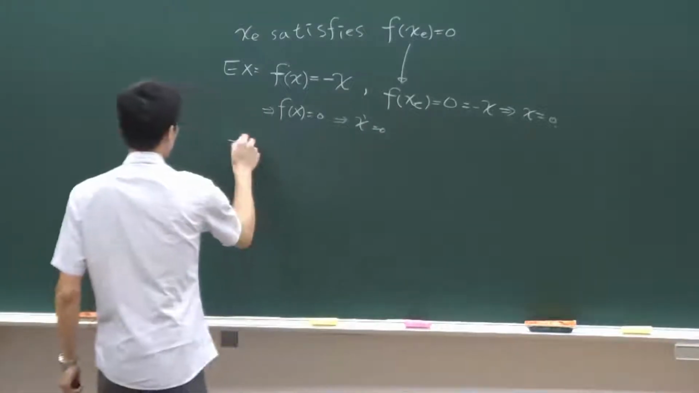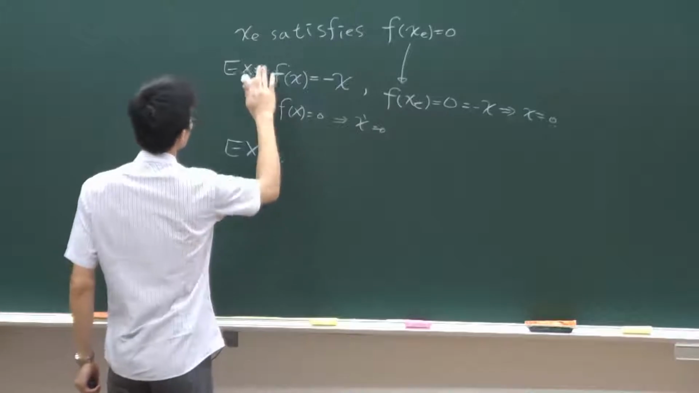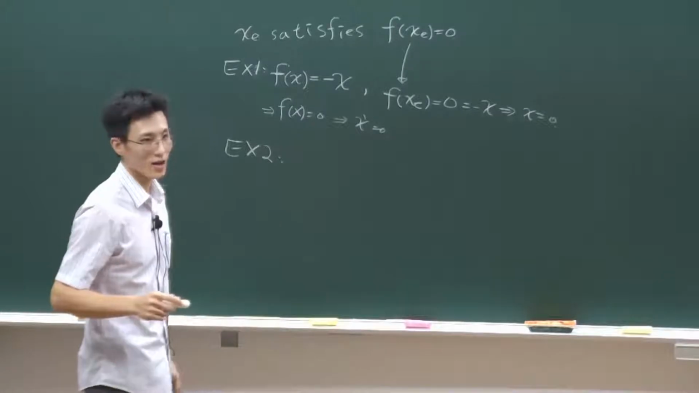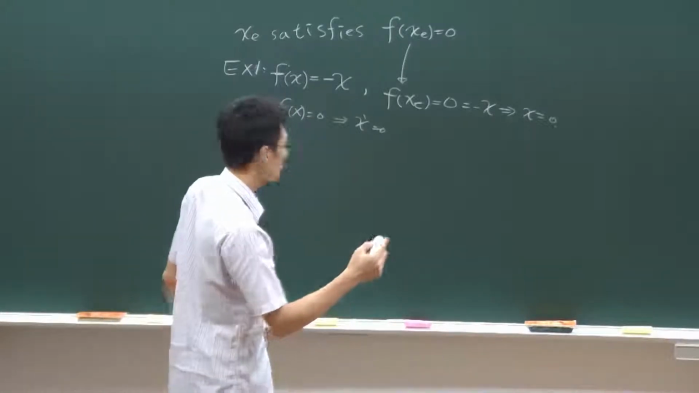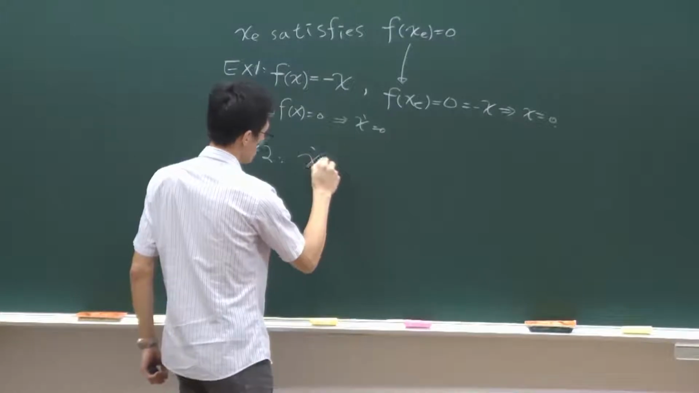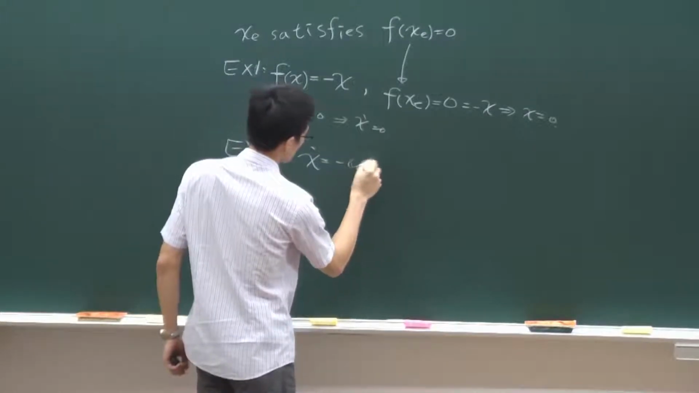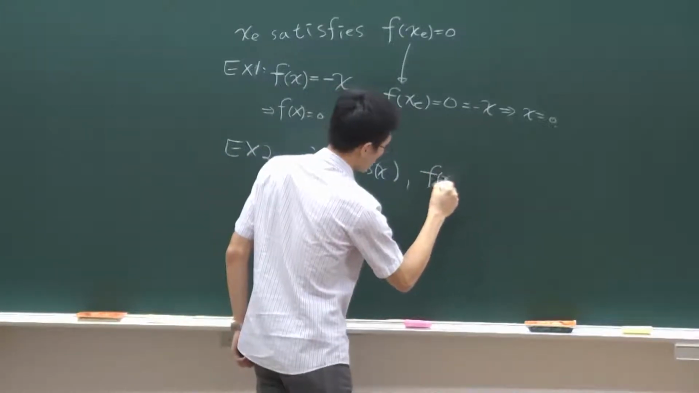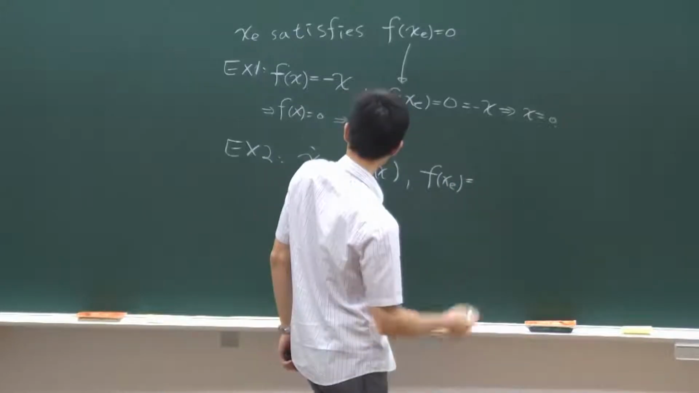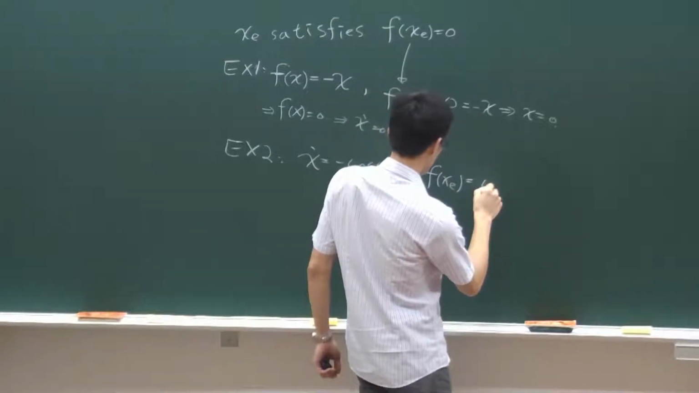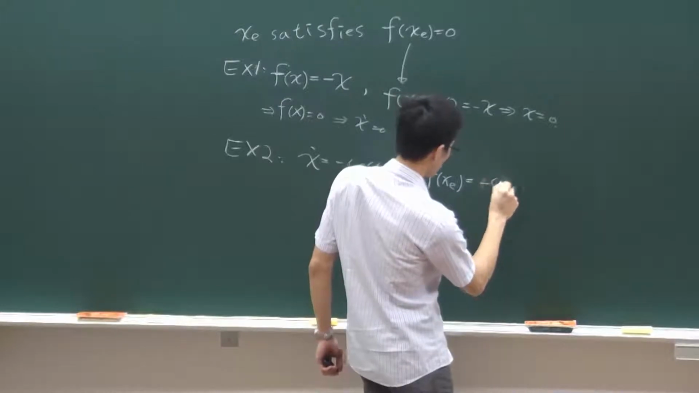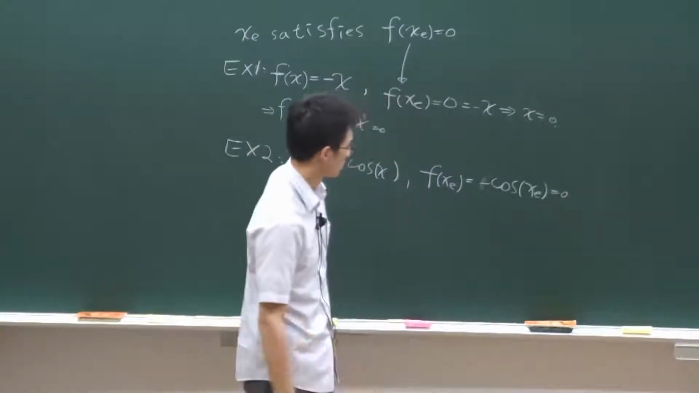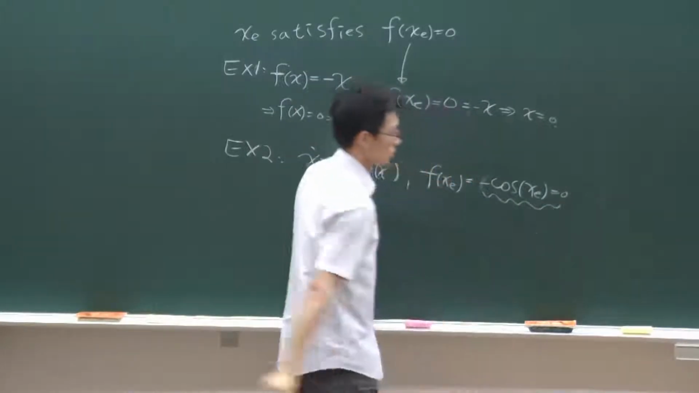So, example 2. Minus cosine x. The equilibrium point xe will satisfy that minus cosine xe is 0. So given this equation, what is xe?